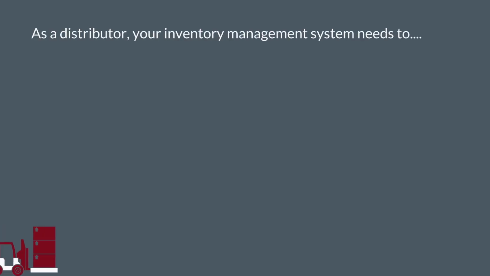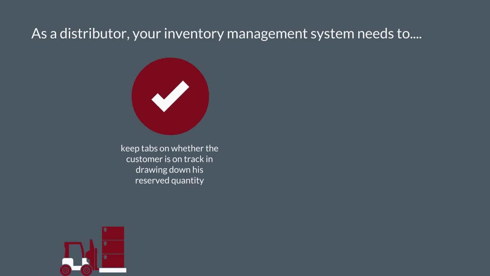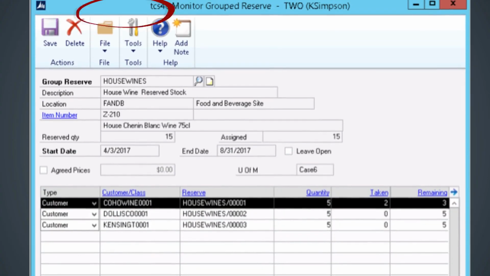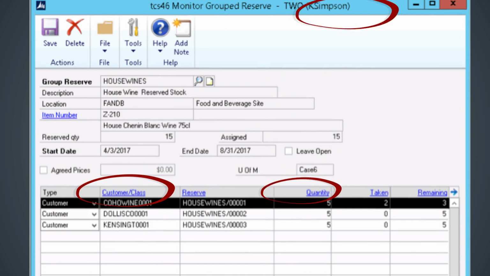As a distributor, your inventory management system needs to keep tabs on whether the customer is on track in drawing down his reserved quantity, allow reassignment if the customer is failing to live up to his promise, and you can redistribute the reserved quantities to other customers with a more reliable demand. This screen shows which customers have reserves, how much they've taken, and how much is outstanding.